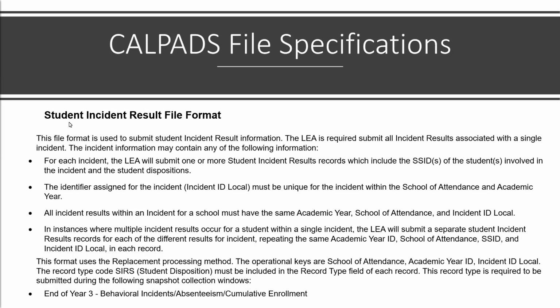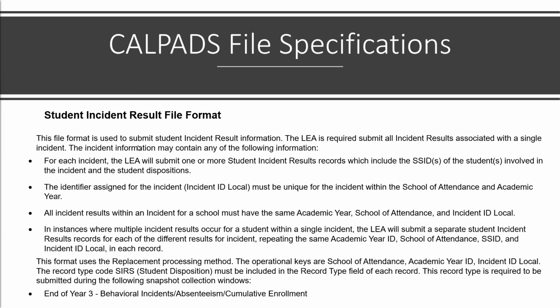And so if you go through the document, you find student incident result file format. It will tell you the LEA is required to submit all incident results associated with the single incident. The incident information may contain any of the following. For each incident, the LEA will submit one or more student incident result records, which include the SSID of the students involved for the incident. Okay, there you go. Pretty simple.